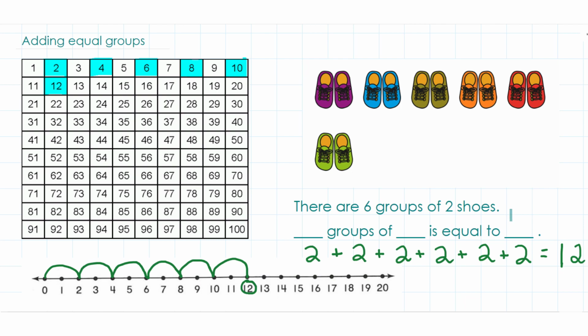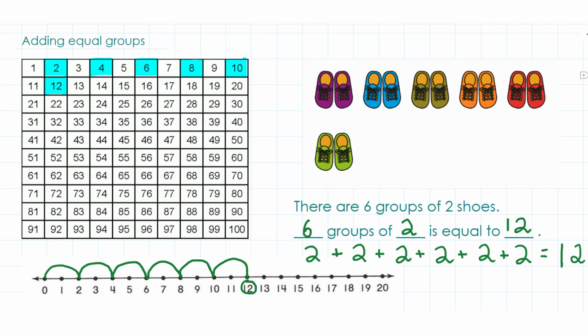So this sentence is groups of is equal to. So we know there are 6 groups of 2 shoes, and the sentence is groups of is equal to. Now in the first gap, it's how many groups we have. How many groups are there? We know there are 6 groups. The second gap is how many are in each group. We've got 6 groups of 2. Isn't that right? And the last gap is, what does that make? What's the whole? What's the total? So we know that 6 groups of 2 is equal to 12.